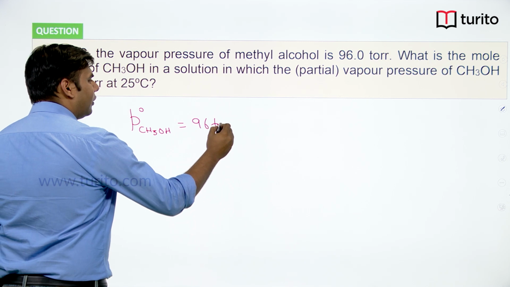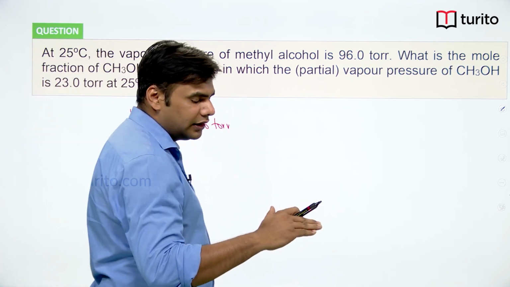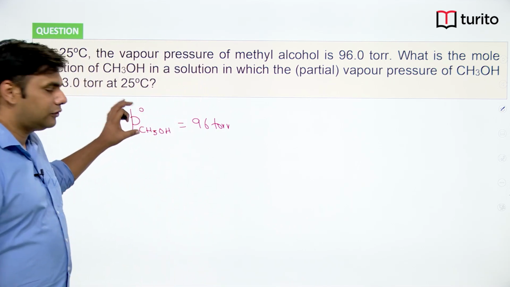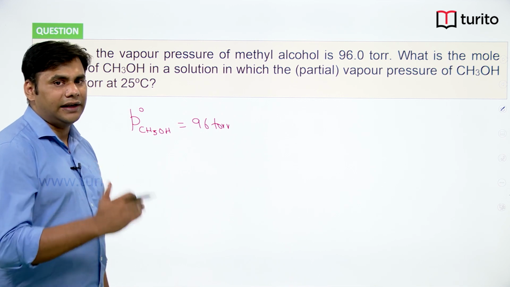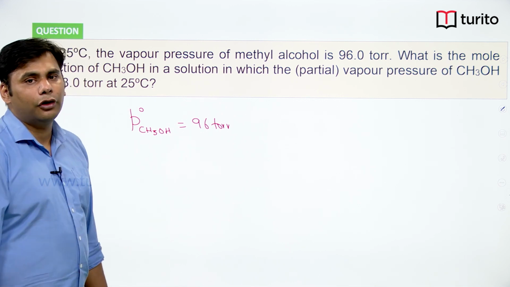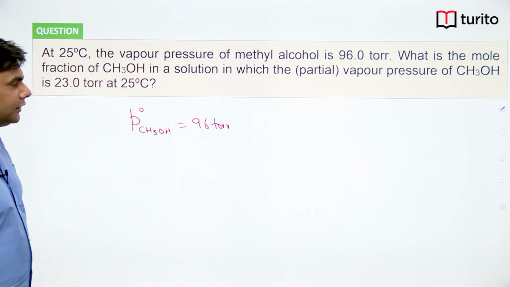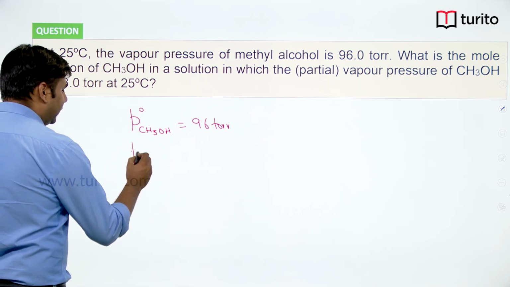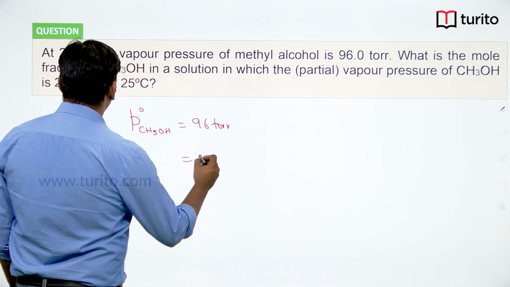Okay, now we have added some solute to it. Because we have added the solute, we know that the surface of this solvent would also be occupied by the solute, so the number of particles at the surface of the solvent would decrease and hence the number of particles escaping out will decrease, and so the vapor pressure would also decrease. So once we have added that, the vapor pressure over the solution becomes 23 torr.